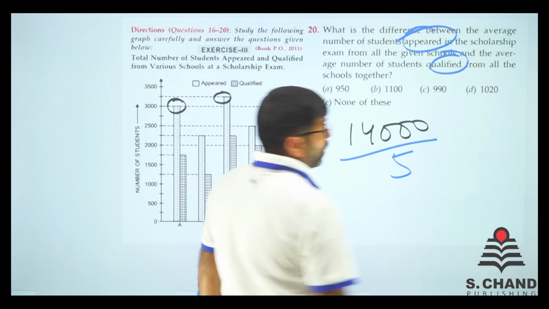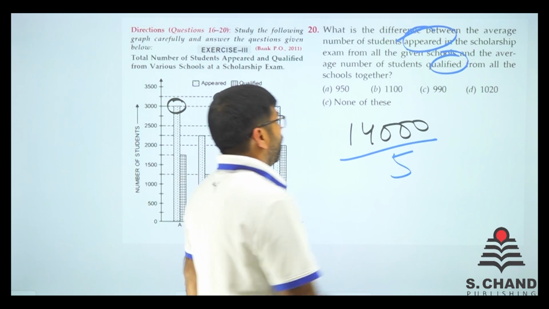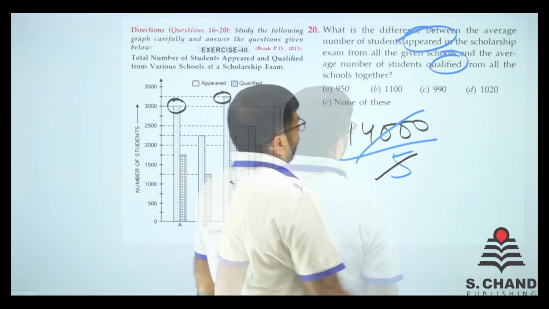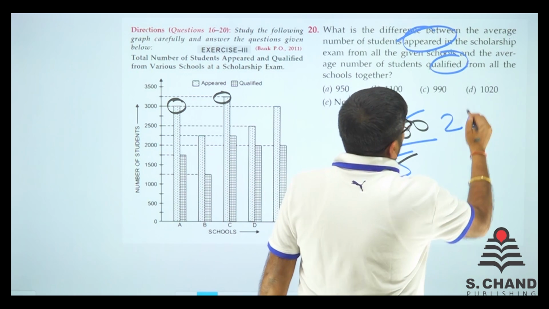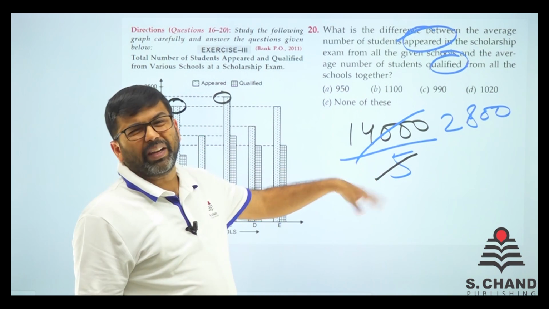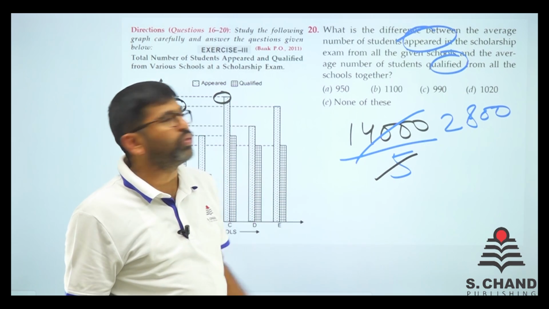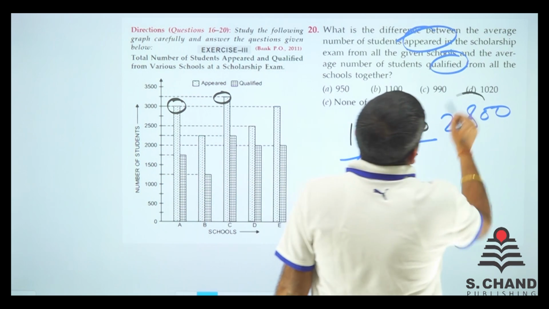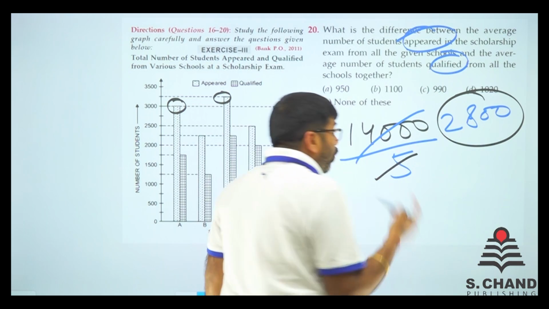So 14,000 divided by 5. So what is 14,000 divided by 5? So it will be like 2800 because I know 1400 that can be done by 10 by 2 and just multiply by 2 is 2800. So we have got the average of students appeared here. Now how much is the qualified?